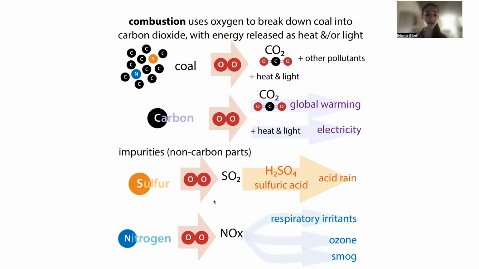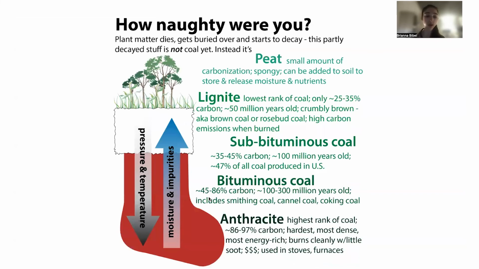There are different kinds of impurities, but a couple common ones are sulfur and nitrogen. With sulfur, what you have to worry about is sulfuric acid, which can lead to acid rain. And with nitrogen, you have nitrous oxide things, which can be respiratory irritants, lead to ozone and smog. So these impurities are going to be a really big problem from coal combustion, as well as the CO2 that it gives off. So even if you have the cleanest coal, it'll still have those impurities.